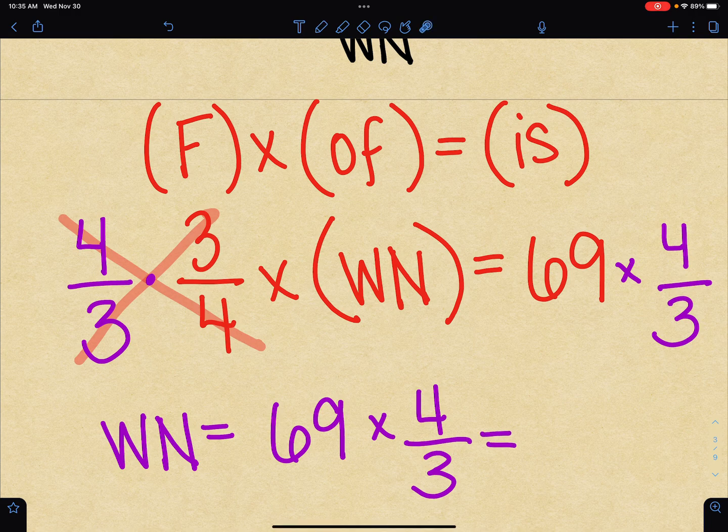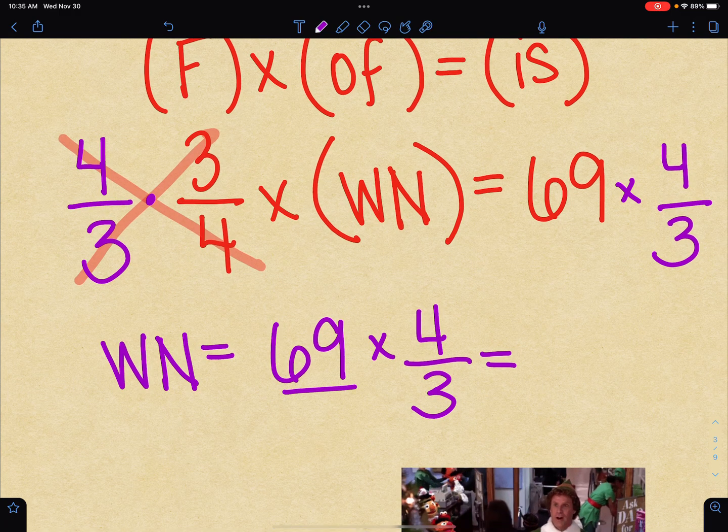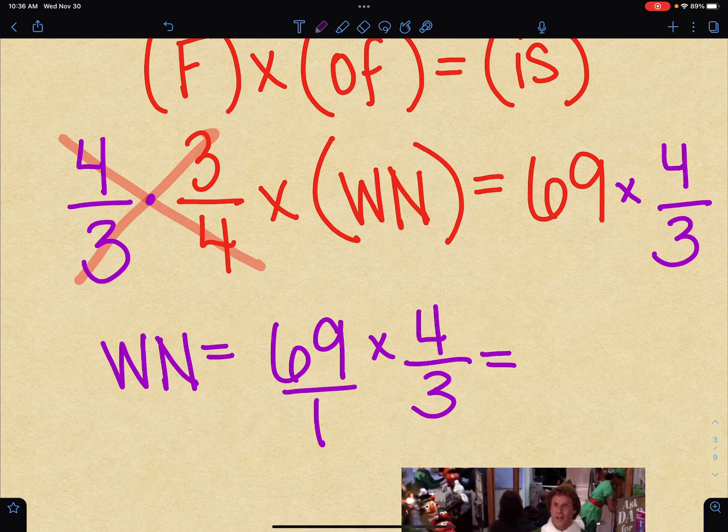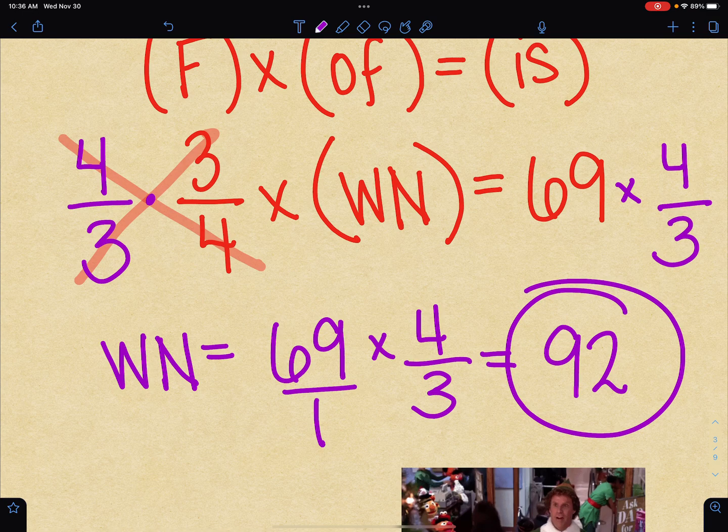So what you do is, you could think of it as multiplying two fractions together, so like that. But I just kind of do that in my head. So 69 times 4 and divide that by 3. You might need your calculator. And the answer you'll get when you do that math is 92.